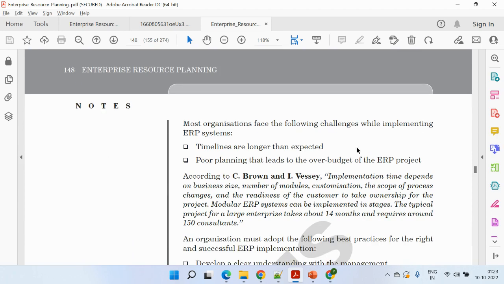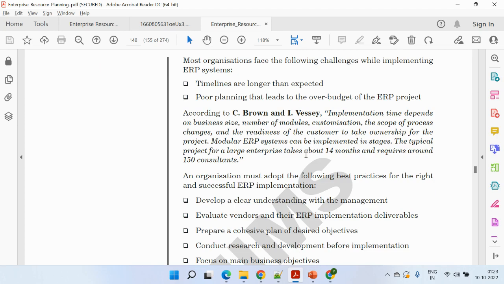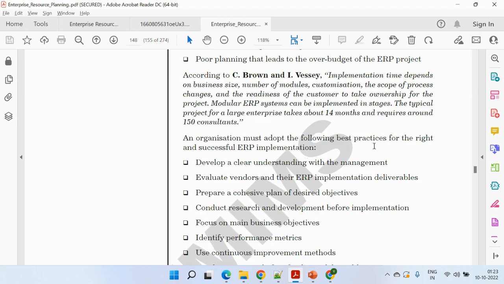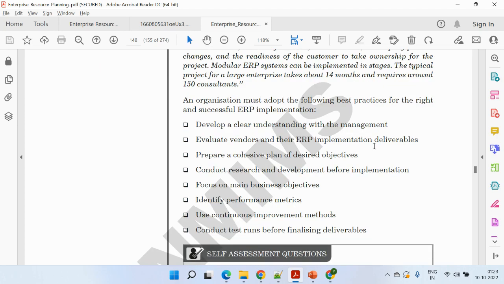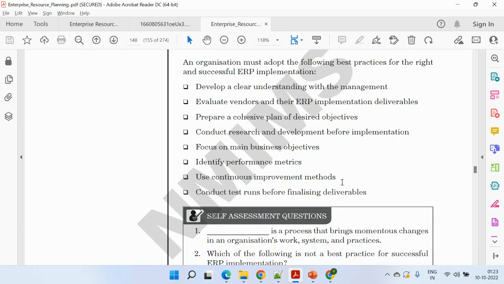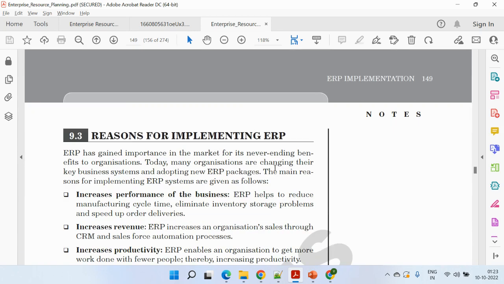There are a few challenges while implementing the ERP. One is the timelines, and second is poor planning. Some of the best practices which need to be taken care of while implementing any ERP solution: having clear guidelines or a clear understanding, evaluation of the various vendors, a proper plan, research and development, focus on the main objectives, identification of performance metrics, use of continuous improvement methods, and finally conducting test runs.